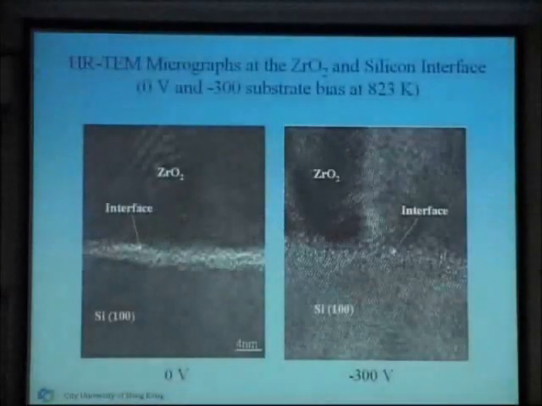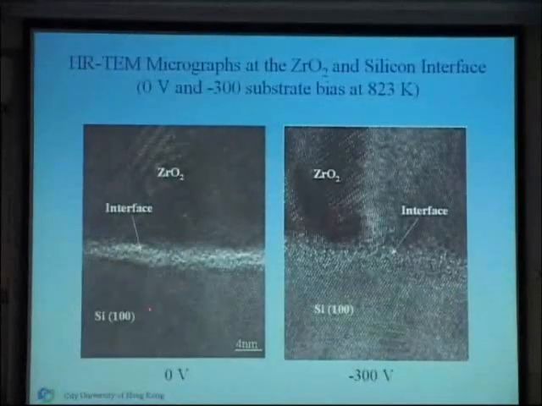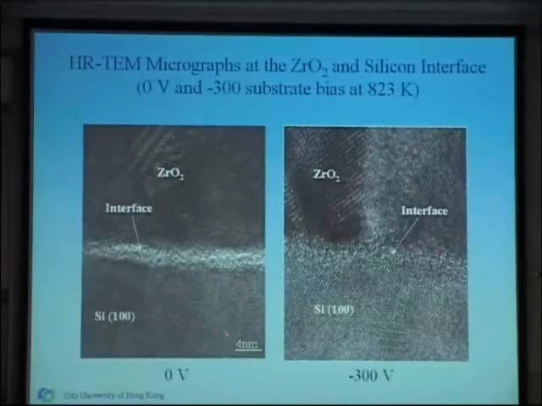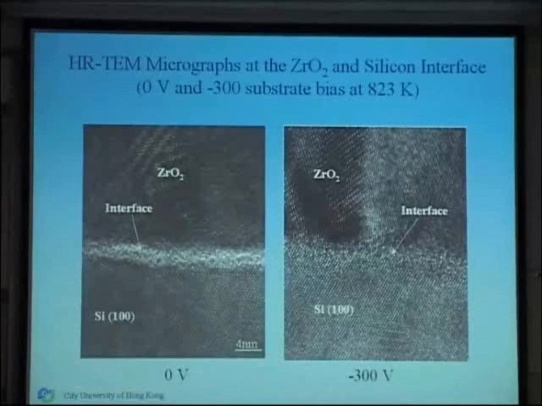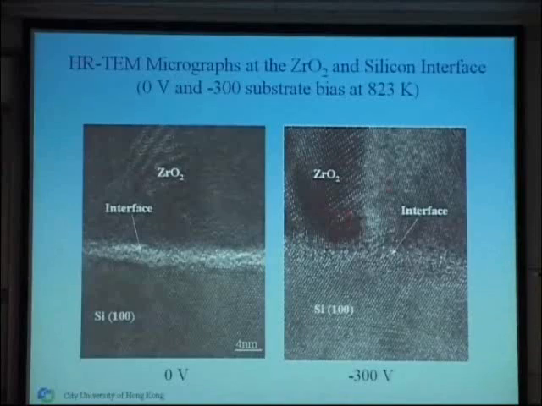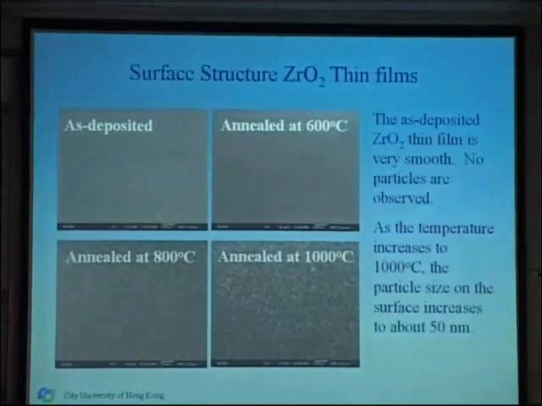Now, I can give an example. This is the old stuff. Again, high resolution. Silicon atom, zirconium oxide. This is the interface. Not very good. While some bias is a lot better. You can see the very good interface between the zirconium oxide and the silicon. We also look at the annealing process. If we anneal the material, the surface becomes rougher.